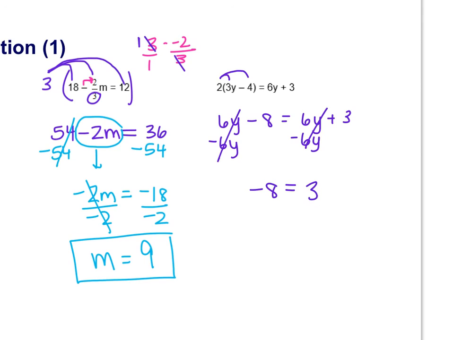So the question is, does negative 8 equal 3? And we know that negative 8 does not equal 3. So this is a no solution example. In algebra, we would always write no solution. You also could use that symbol that we learned. So they all kind of mean the same thing, saying that this equation has no solution.